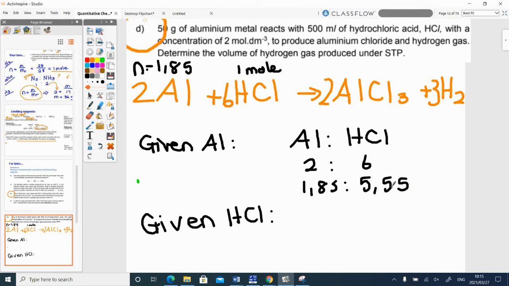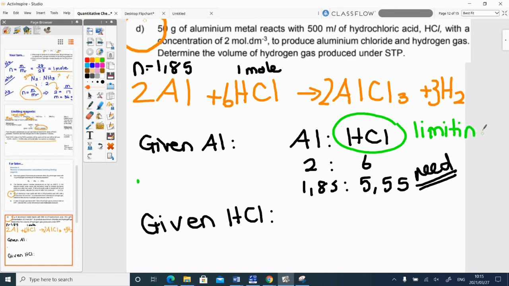Do you get that? Okay, so this 5.55 is what I need. I need 5.55. But what do I have? Only 1. Do I have enough? So which one is my limiting? HCl is my limiting reagent. Which one do I use to go and calculate my product? The limiting or the excess? The limiting. We had only 10 sausages, the 5 rolls we're not using.